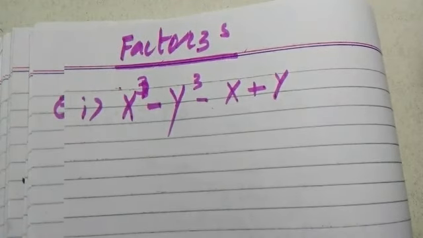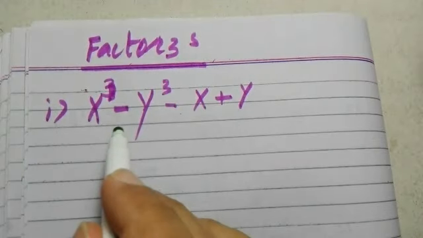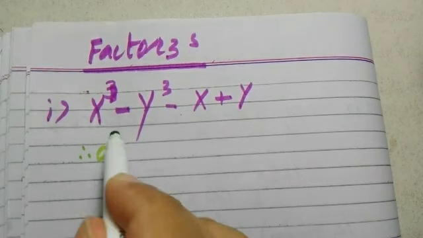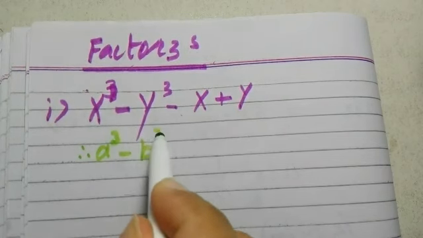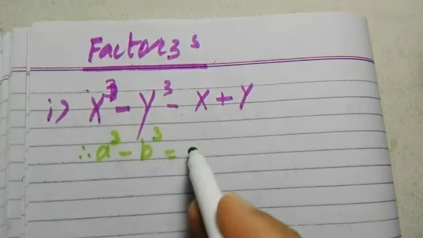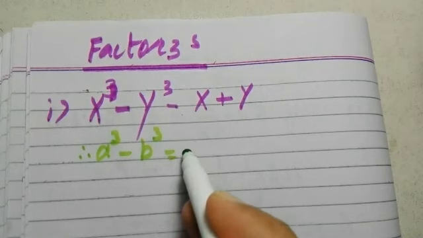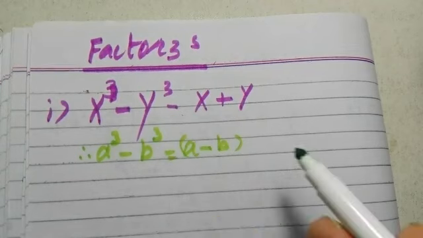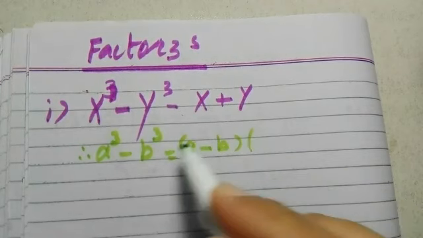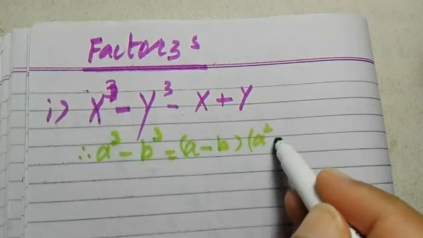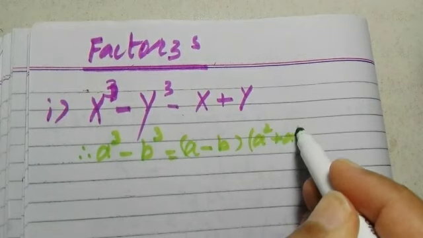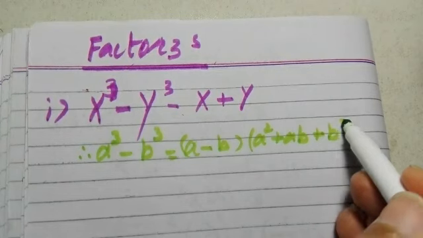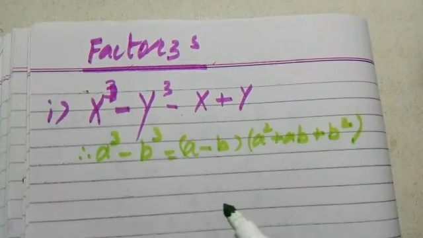So once again, we will first use the formula A cubed minus B cubed equals A minus B, because this time we need factorization, so we are using a different formula. It is a formula which is different from A minus B whole cube. It is a different one. It is not the same formula.